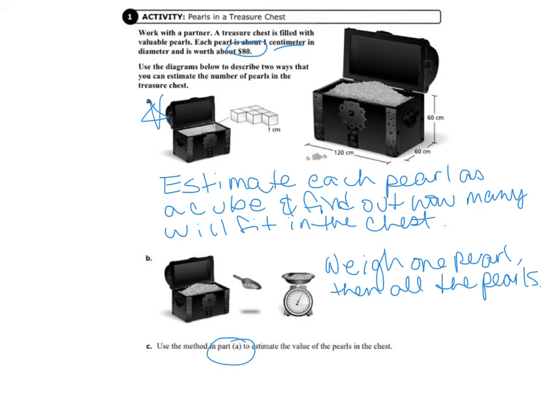So we would have 120 centimeter cubes across, 60 centimeters from front to back, and 60 centimeters high. So if we multiply those three numbers, then we could get a rough estimate of how many pearls are in that treasure chest. So let's do that. So it's 120 times 60 times 60. And that equals 432,000 cubic centimeters.